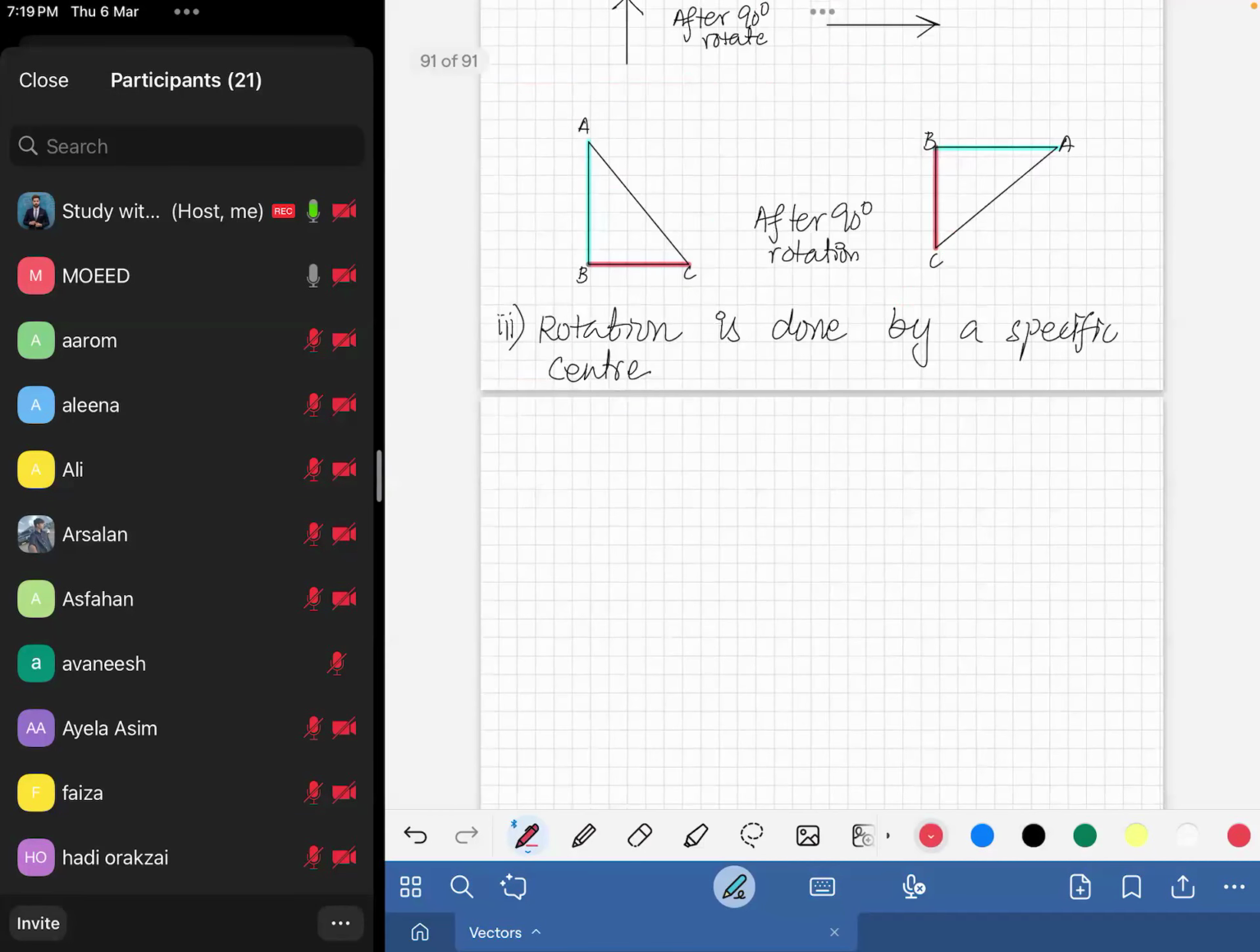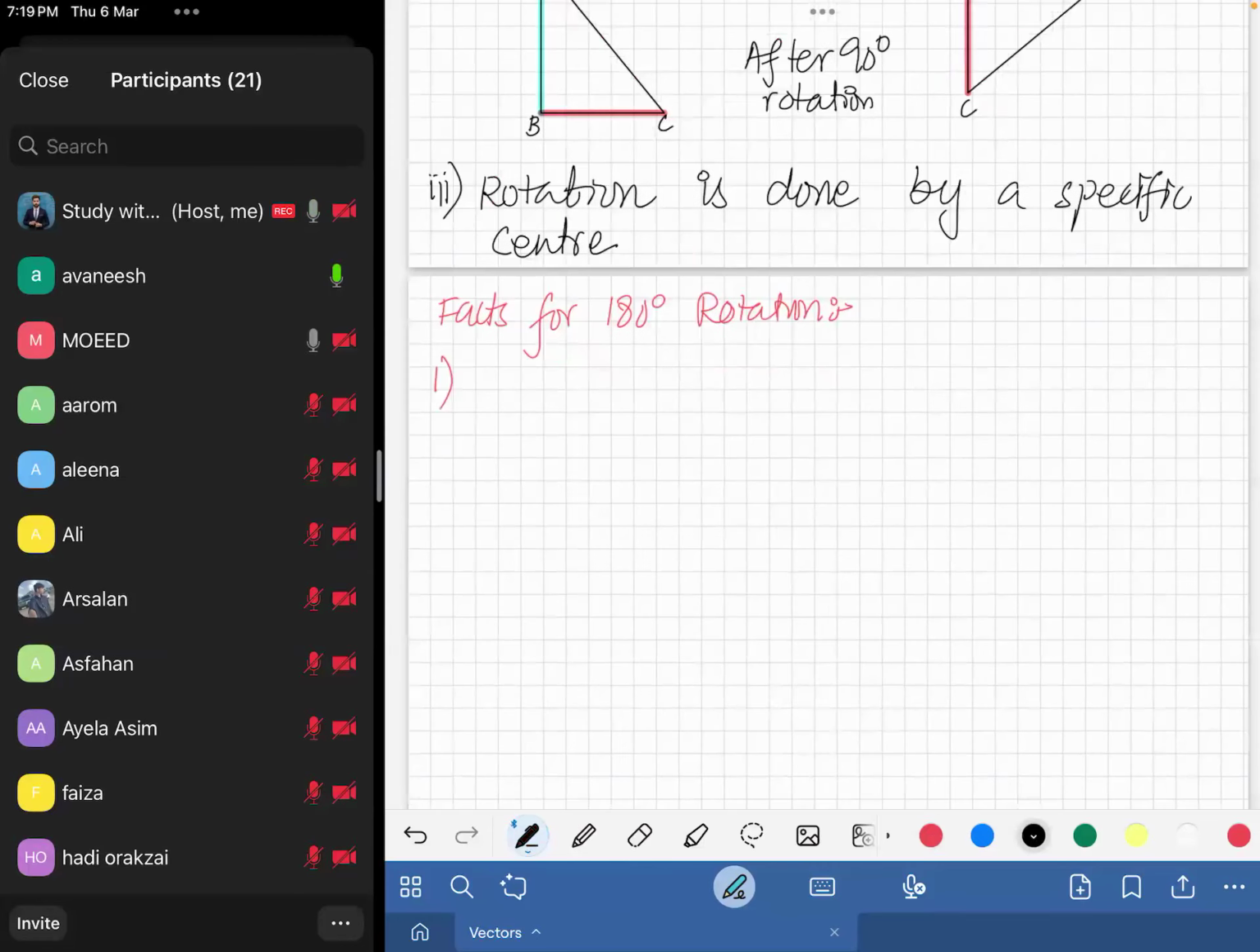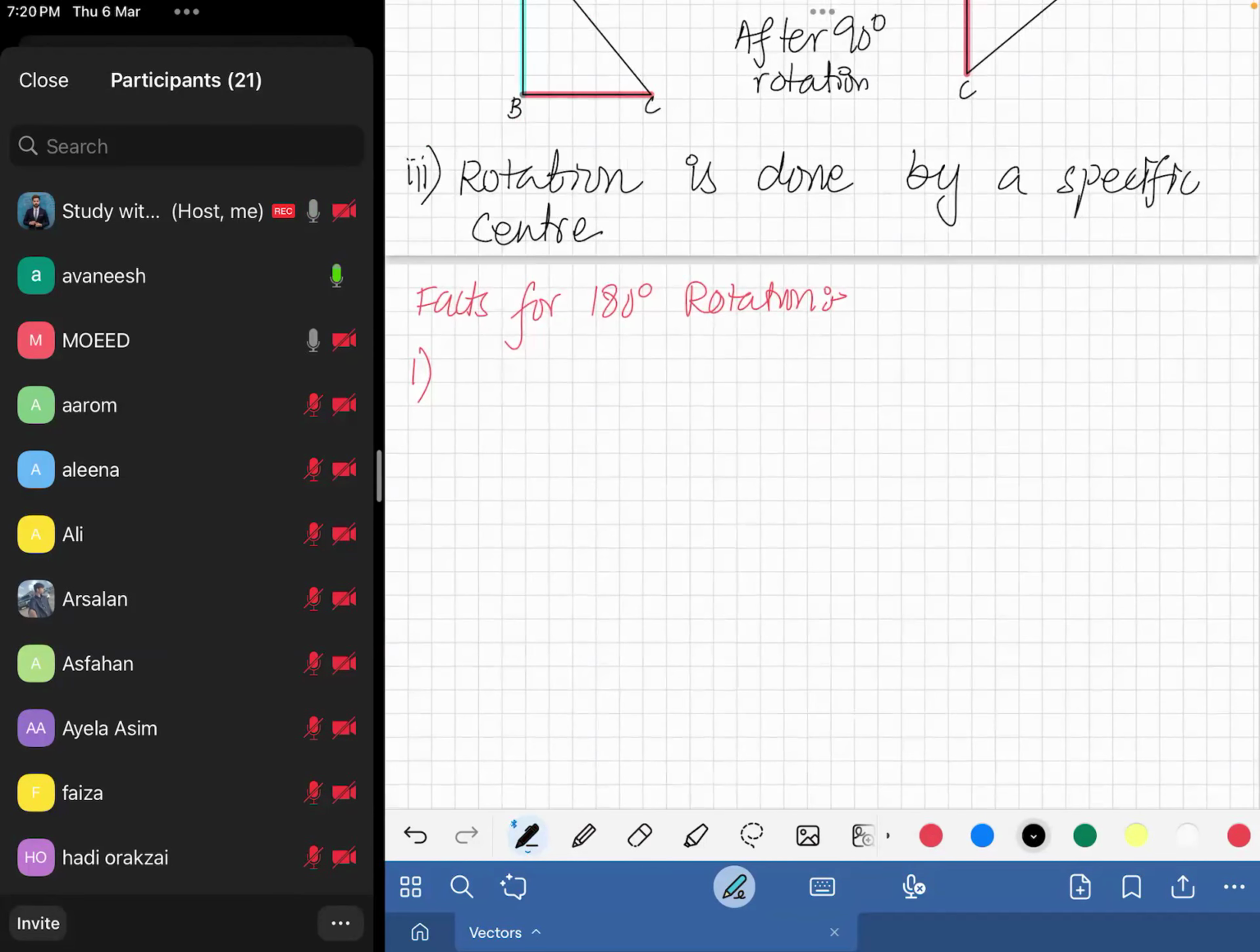Now facts for 180 degrees rotation. Sir, I have a doubt. Yeah, please. You have told that rotation is done by a specific center. Which is the specific center and how do you find it? It will be given in the question and we can find out the center, and there are few techniques. Just wait for some time. All right.